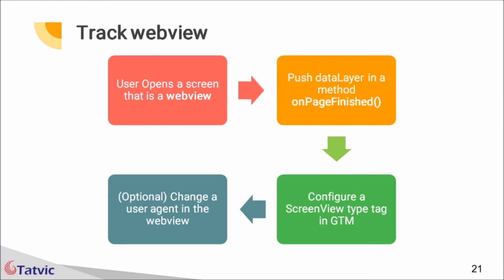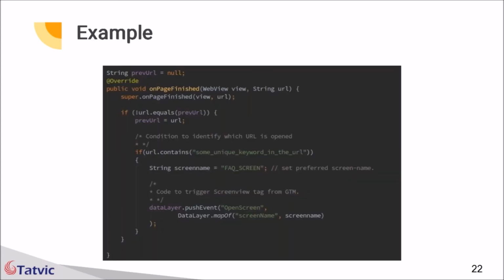By changing the user agent and mapping the changed user agent into your website implementation, you can configure a trigger where you block those page views from being fired to the web property. Instead, we are already pushing a screen view type tag into the application property.